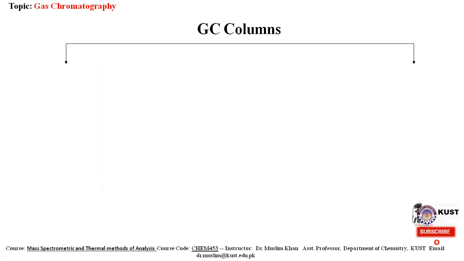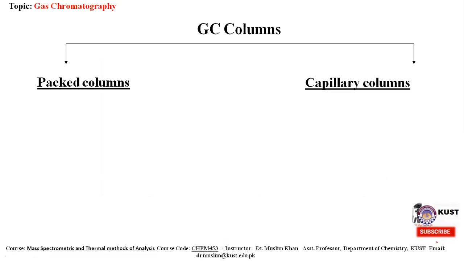The effluent, these components along with the mobile phase, comes out of the column. The column is the most important part of any chromatographic system. There are two types of gas chromatographic columns: packed column and capillary column.